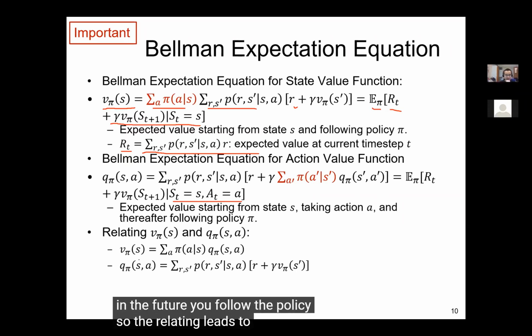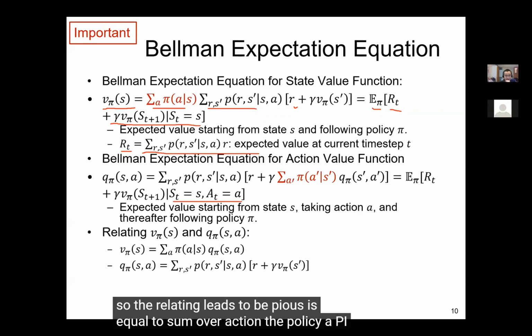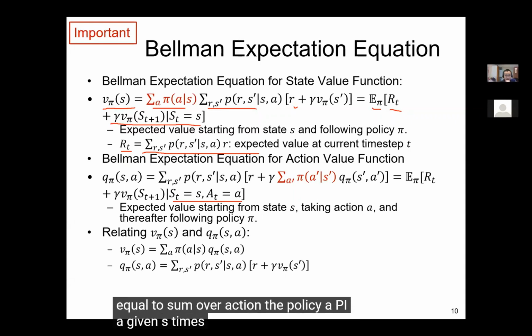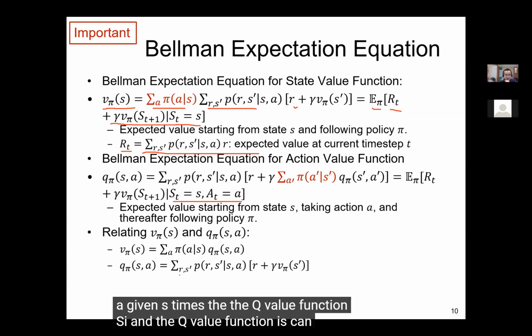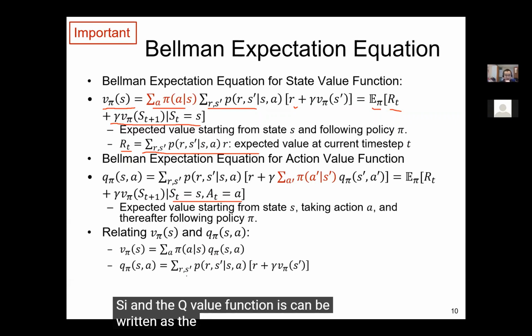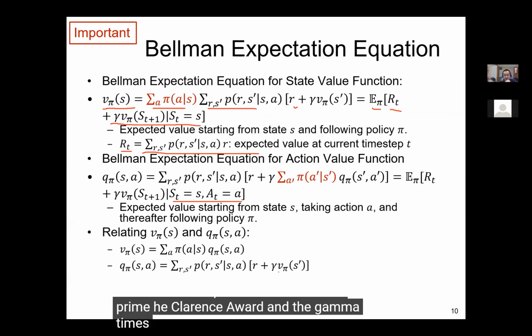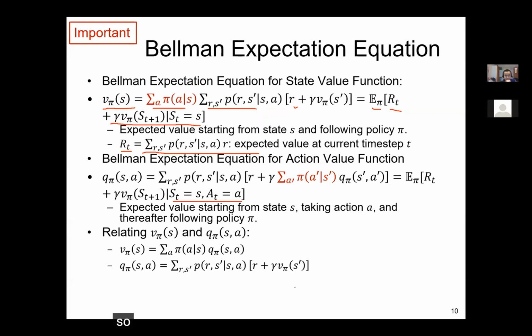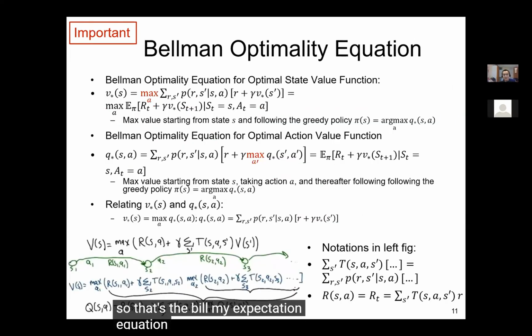Relating these two, v pi s is equal to a sum over actions of the policy pi a given s times the q value function s a. And the q value function can be written as the expectation over r and s prime of the current reward plus gamma times v pi s prime. So that's the Bellman expectation equation.